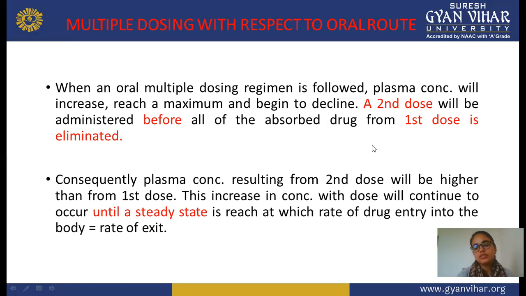Next, this increase in concentration with dose will continue to occur until a steady state is reached. This continues until the complete steady state is achieved. The steady state is reached when the rate at which the drug enters the body is equal to the rate of exit. Means both input and output are equal in the steady state concentration. Entry of your drug into your body equals exit of your drug from your body. So you should maintain this condition, with entry and exit in a limited, maintained condition, both input and output equal.